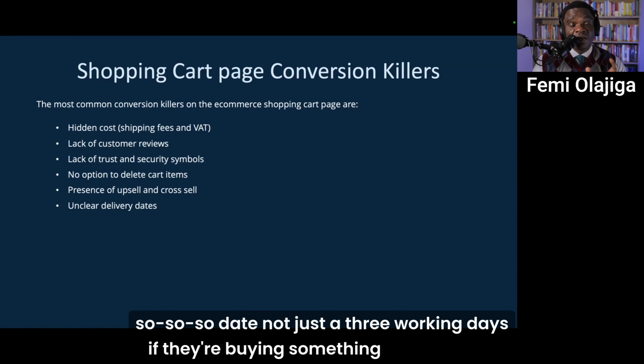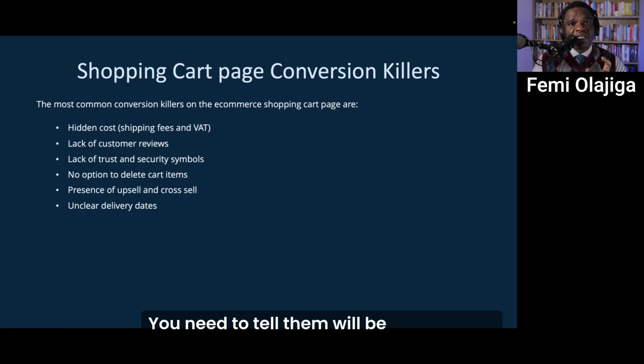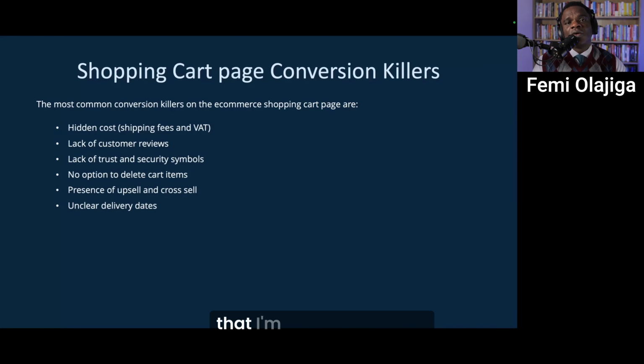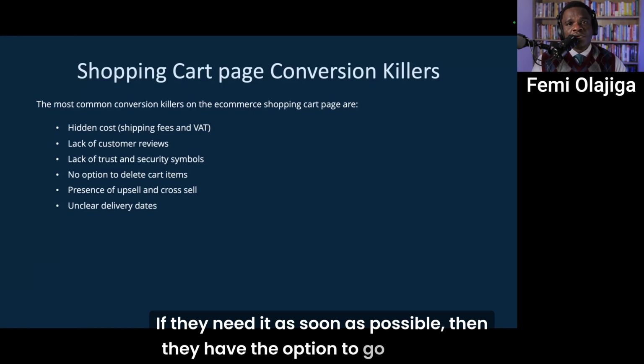If they're buying something on a Monday, you need to tell them it will be delivered by Wednesday if it's a 2-day express shipping, and specify the date and the time range. That encourages people and gives them more clarity that they're going to get this. If they need it as soon as possible, then they have the option to go for express shipping.